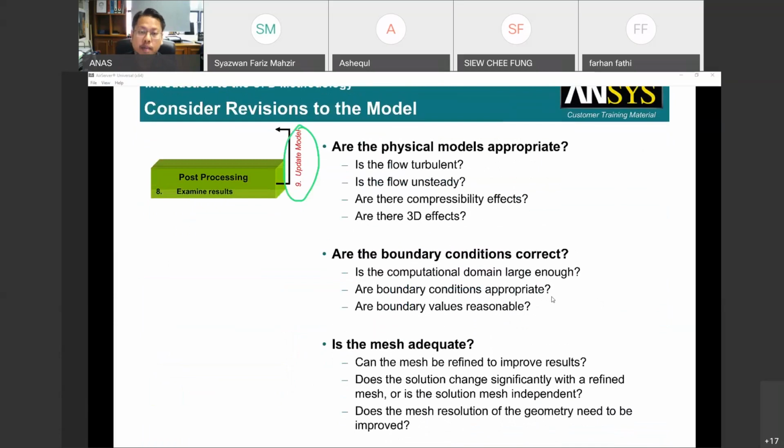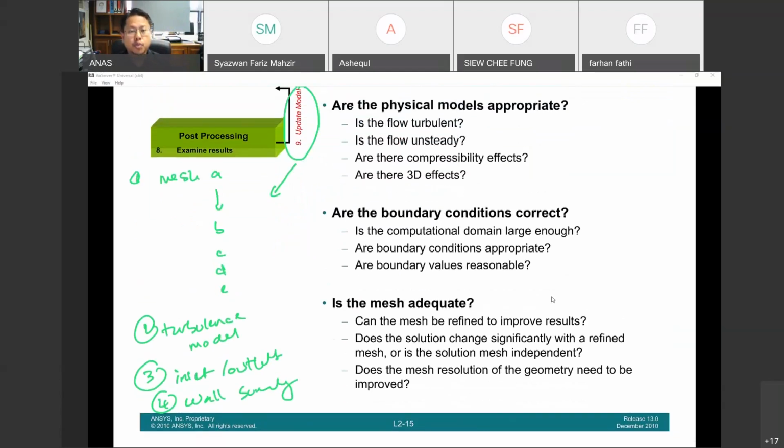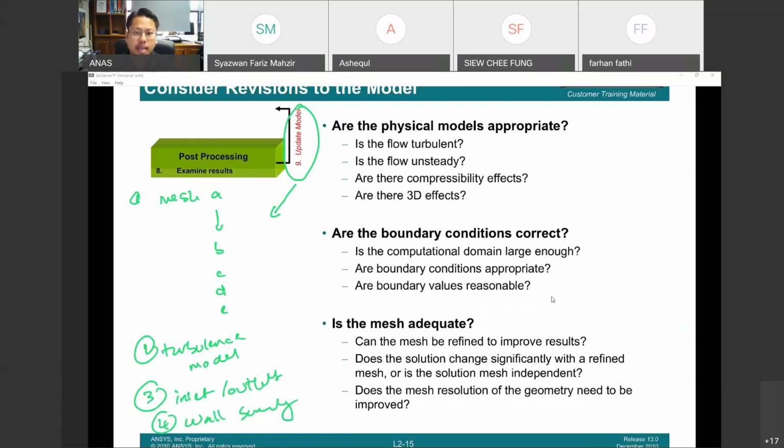Most of the time, as I said, you need to update your model. That's why this is again similar to mesh convergence. You finish with, let's say, mesh A, but you will not stop there. Then you will proceed with mesh B, C, D, E, and so on. That's just one parameter. Aside from mesh, you can also change the turbulence model, the inlet and outlet values, and the wall boundary. As you can see, there are so many updates or iterations that you can do for your object.